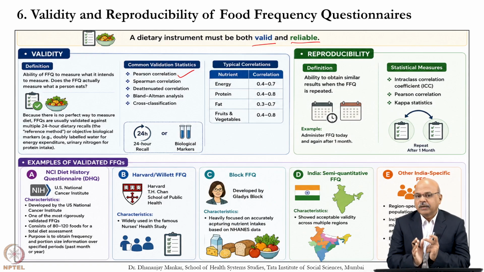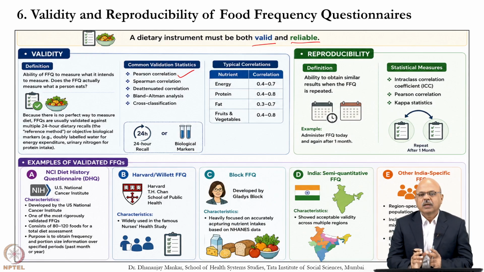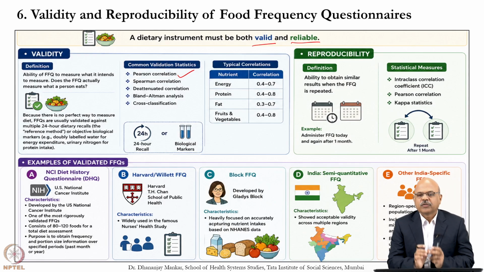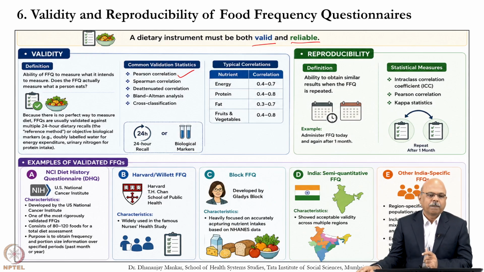Reproducibility is the ability to obtain similar results when the FFQ is repeated. For example, administering the FFQ today and again after 1 month. So there is a comparison of the similarity of the results. Statistical measures are the intra-class correlation coefficient (ICC), Pearson correlation and kappa statistics, because of the repetition you have to do at this level.